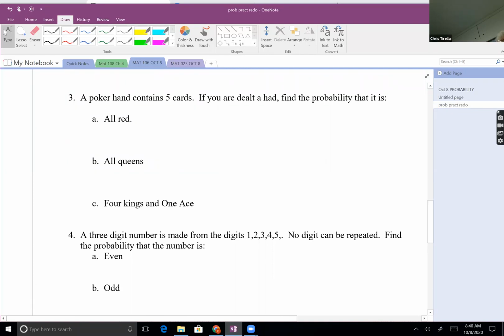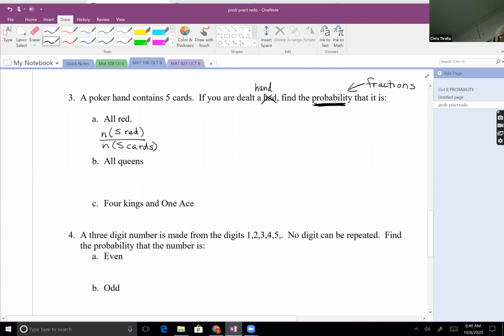Okay. A poker hand contains 5 cards. You are dealt a hand. There's my other typo. I knew there was another one in here. Find, okay, this is probability. Each of these are probabilities. So each of these answers will be fractions. And so in order to get those fractions, we have to do some counting. Over here, it says, what's the probability that you get all red cards? Well, that would be the number of ways you can get 5 red cards over the number of ways you can get 5 cards.